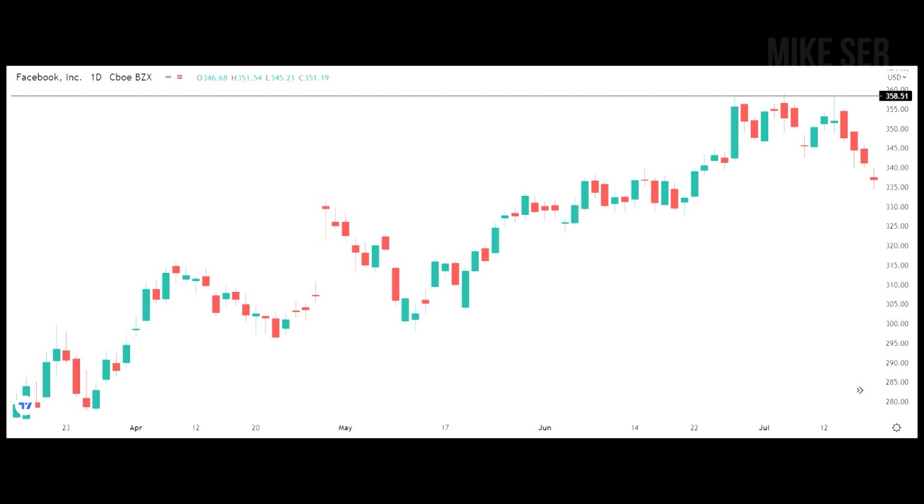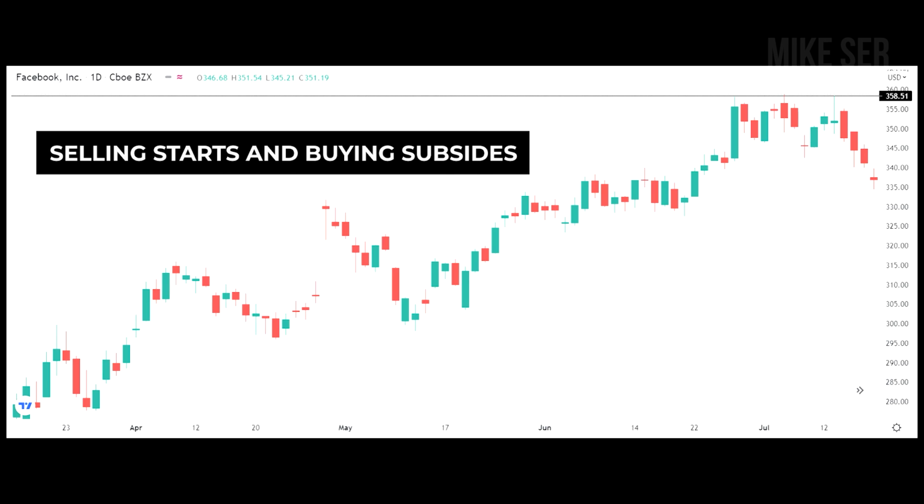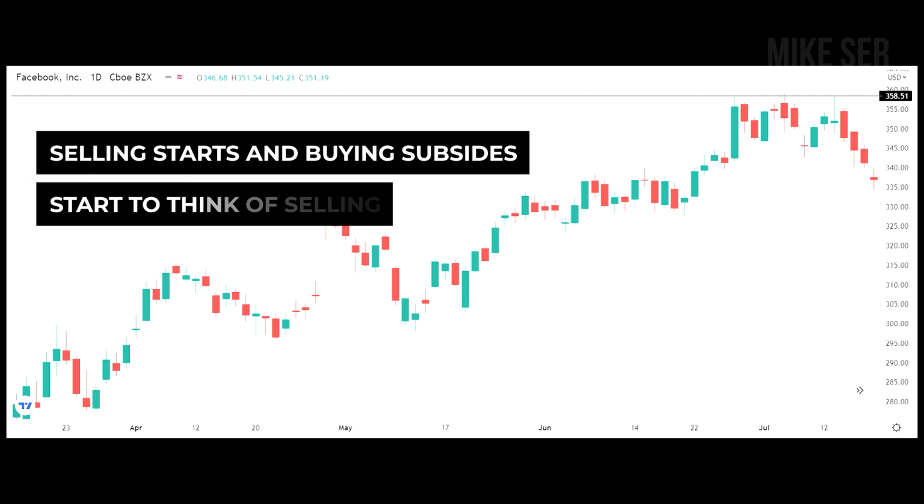Now let me teach you how to determine price resistance levels. It's an area where selling starts and buying subsides. So it's an area where you start to think of selling, and it's an area where sellers sense the price isn't going any higher so they look to take profits. But again, what you want to wait for is confirmation that this is indeed a strong resistance price level by seeing the price hit that level at least 2 or 3 times.